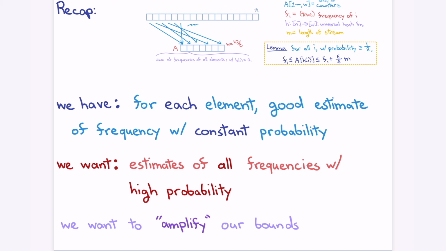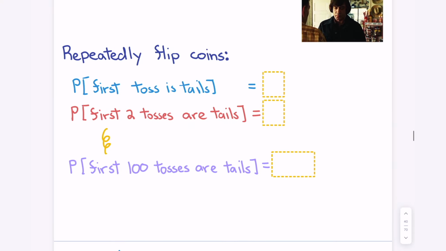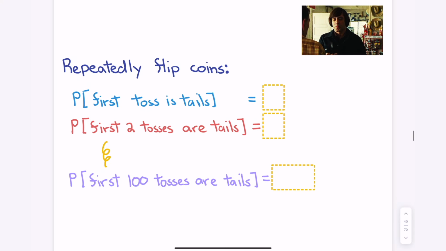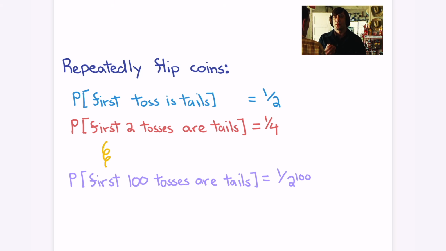Okay, we can make a bunch of copies. Let me first go through this. Suppose you repeatedly flip coins. What are the odds that the first coin toss is tails? What about the first two? The first 100? Okay, I think this is what you said.